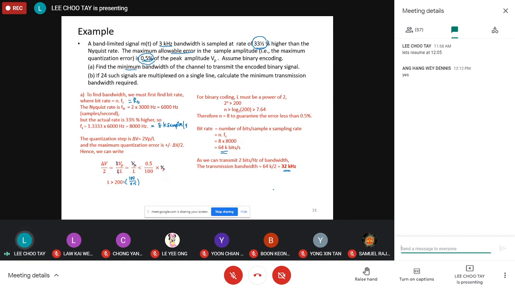And then for part B, we multiplex 24 similar signals together on a single line. So what is the minimum transmission bandwidth required? Again, we talk about ideal multiplexing, so we just times 24. That will give us a transmission rate of 1536 kilobits per second. Again, to find the minimum bandwidth, you divide the bit rate by 2. So that will give you 768 kilohertz bandwidth for 24 signals that have been multiplexed together.